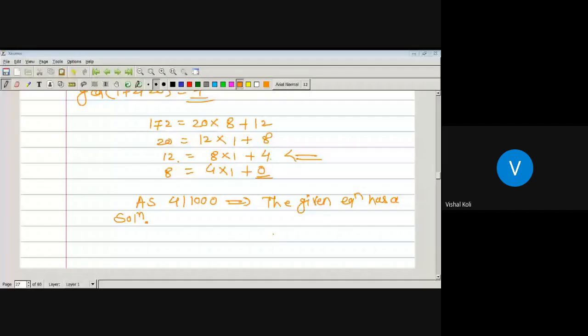सर स्क्रीन दिसत नाही. Sorry. Now it is visible? Yes, sir. ओके. कुठपर्यंत आलं होतं आपलं?